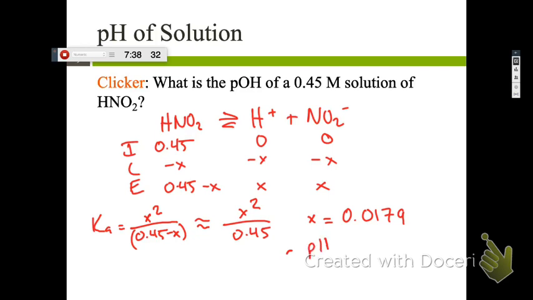So did anyone do that? What is the pH of the solution? 1.75. It just happens to be 1.75, because 10 to the negative second is just a little bit bigger than that. Sometimes that happens if they're close numbers, all right?